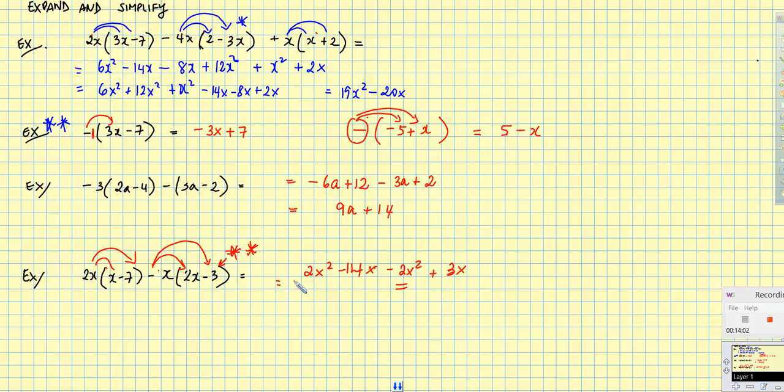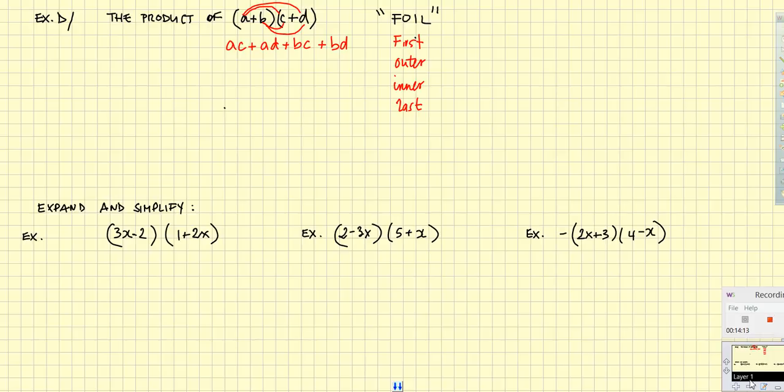So our final answer in this question would turn out to be 2x squared minus 2x squared cancels itself out. Negative 14x plus 3x gives us negative 11x. All right. The very last section we're looking at today is found in section 3D, and it's using FOIL.